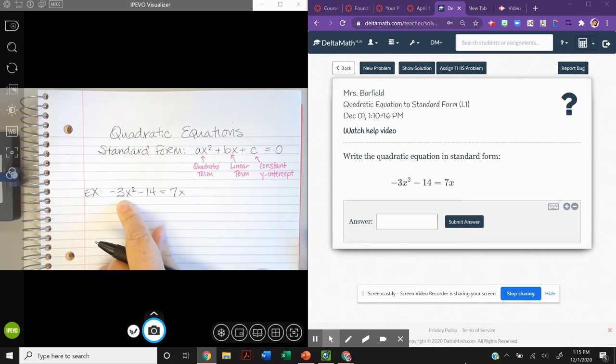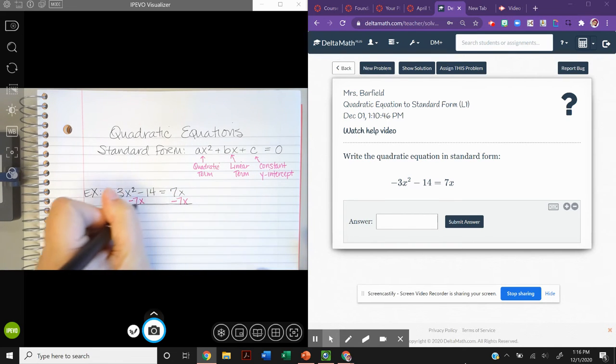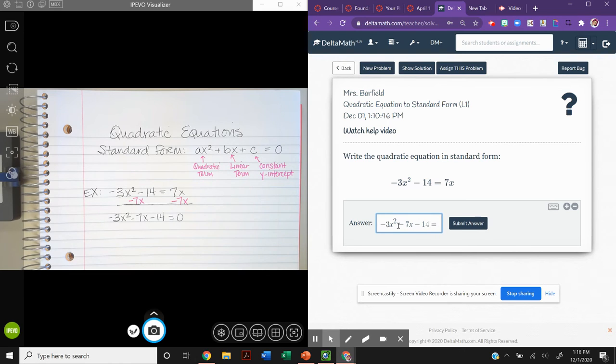So I have negative 3x squared minus 14x equals 7x. So the 7x is on the wrong side. So I'm just going to subtract 7x, just like I would if I was solving an equation. Subtract 7x. And then I'm going to make sure I write the left-hand side in the correct order. So negative 3x squared minus 7x minus 14x equals 0. Okay? All right, so now we're going to type that in, negative 3x squared minus 7x minus 14 equals 0.